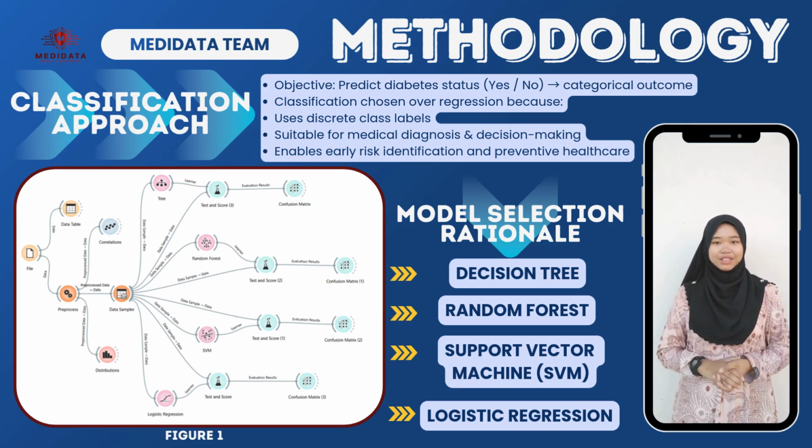The final model is Logistic Regression. Logistic regression was used as a baseline model due to its simplicity and interpretability. It is commonly used in medical research because its coefficients clearly show how input features affect the probability of diabetes. It also serves as a reliable benchmark for comparing more complex models.